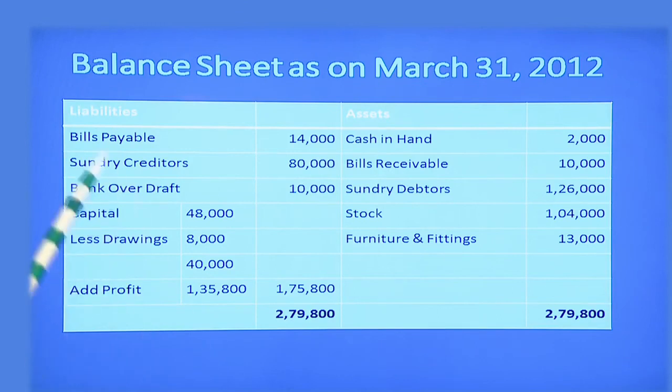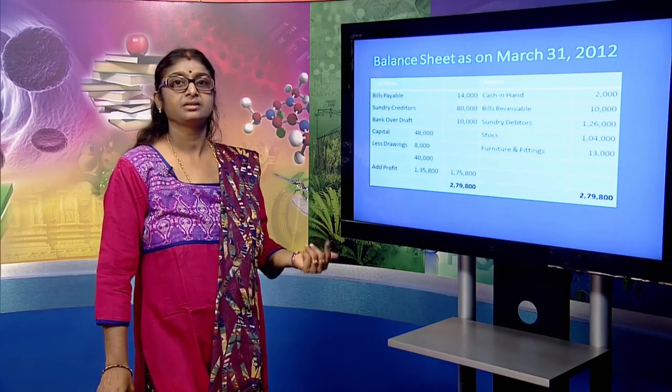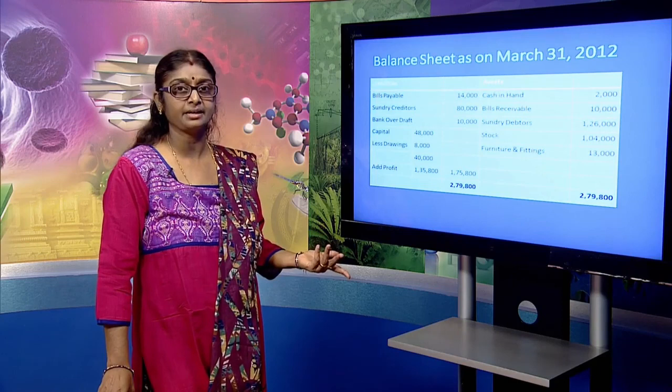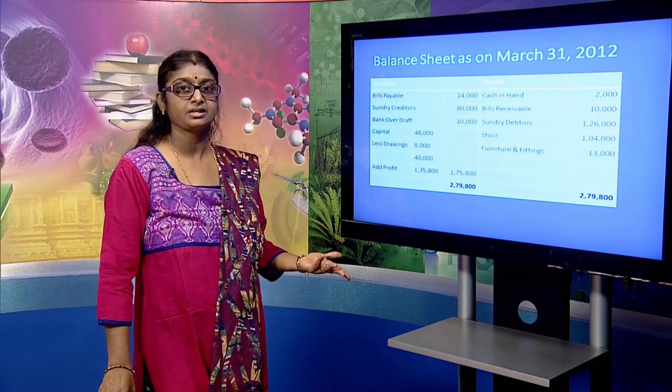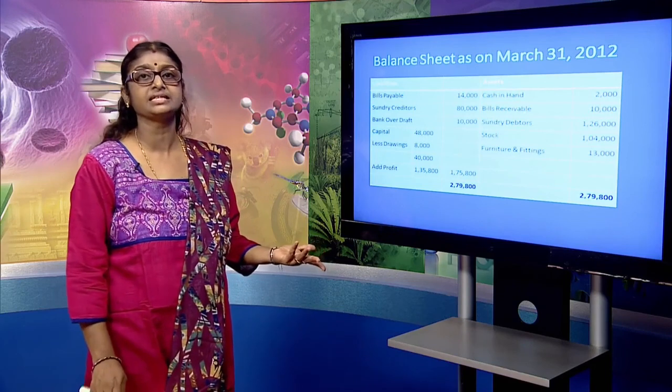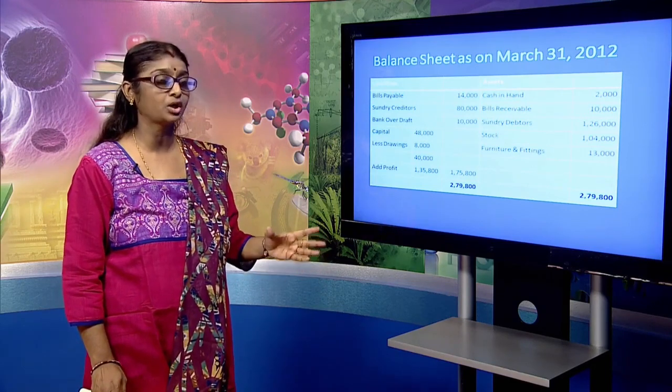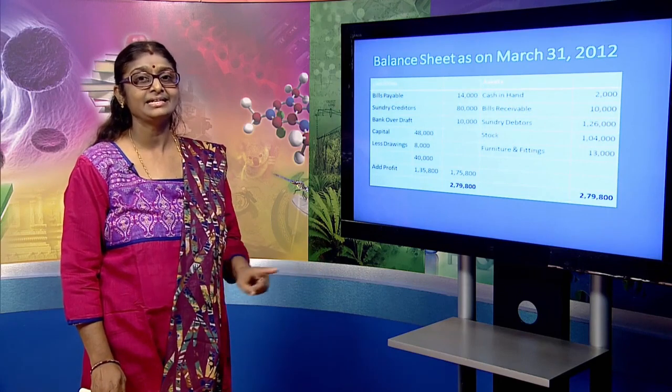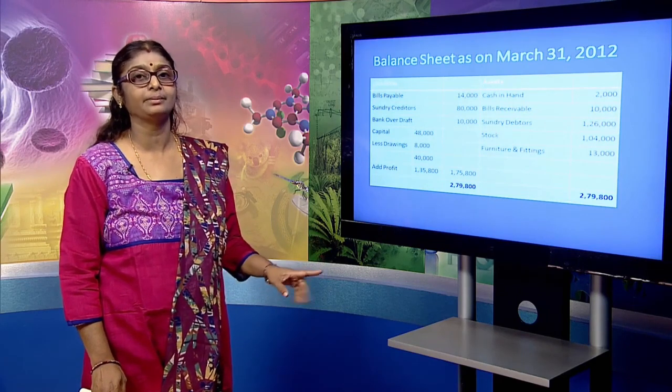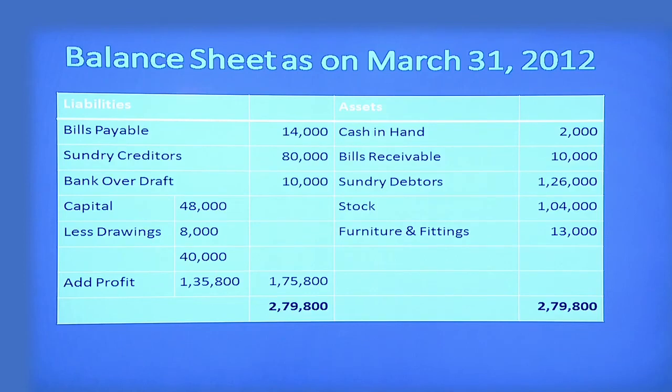Identify all the liabilities like bills payable, it will come on the liability side, sundry creditors liability, bank overdraft liability. And on the asset side, you can write all the assets: cash in hand being an asset, I have written on the asset side, bills receivable asset, debtors asset, closing stock asset, furniture and fittings asset. So on the asset side, if you are totaling both the sides, you should get the same total. Then only you can identify the work that you have done is correct. Here we got asset side 2,79,800 and the liability side also 2,79,800.